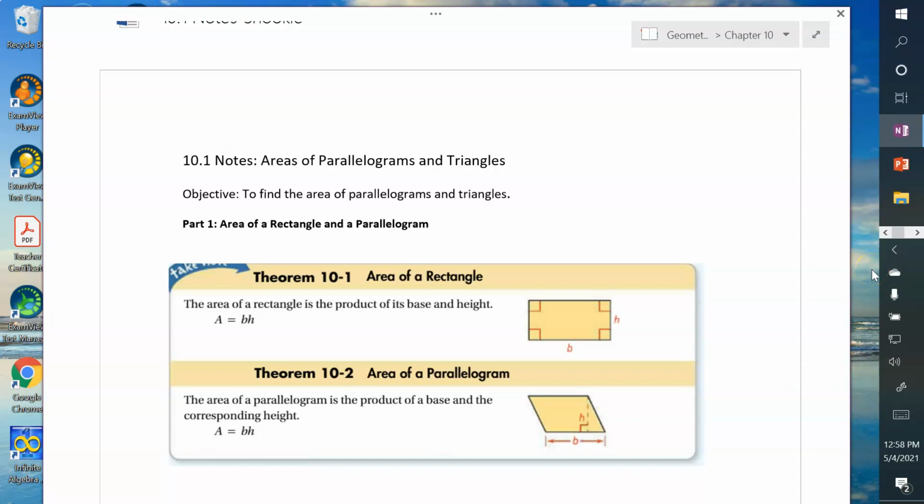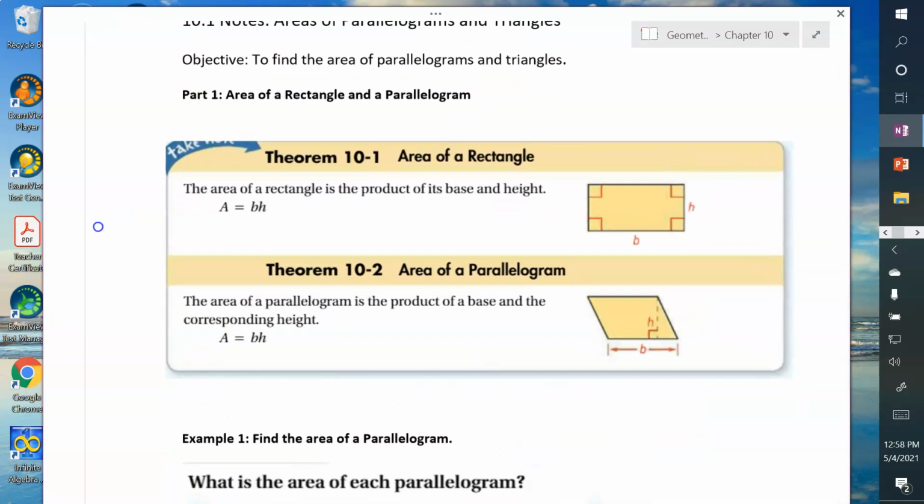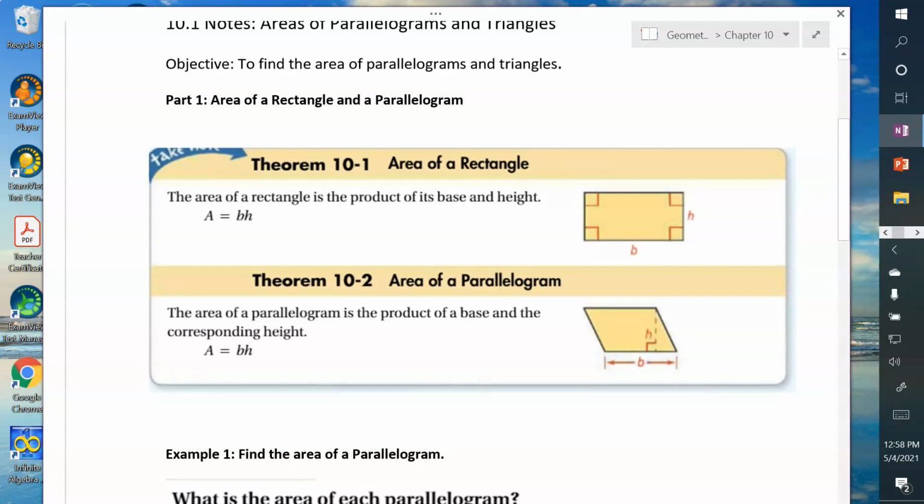The first part is going to be the area of a rectangle and a parallelogram. So as you may recall, the area of a rectangle is base times height. Nice thing for us, the area of a parallelogram is also the base times the height.